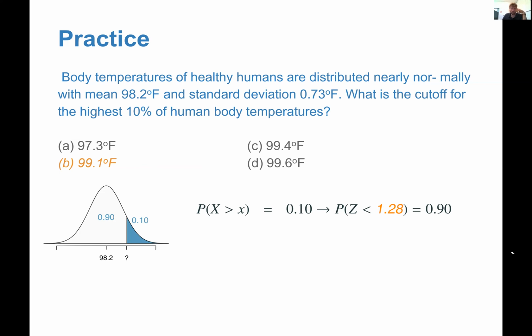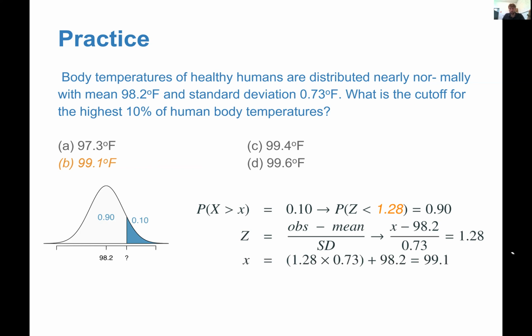I've got to find the z-score. The z-score is going to be 1.28. You can find that if you look for the number closest to 90% in that table, it'll correspond to z as 1.28. And then solve algebraically. If (x minus 98.2) over 0.73 equals 1.28, solve for x, and you should get 99.1.